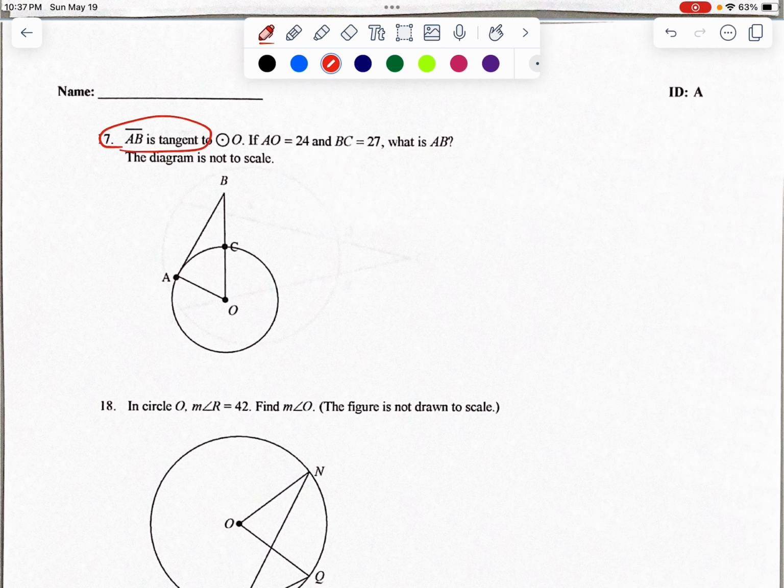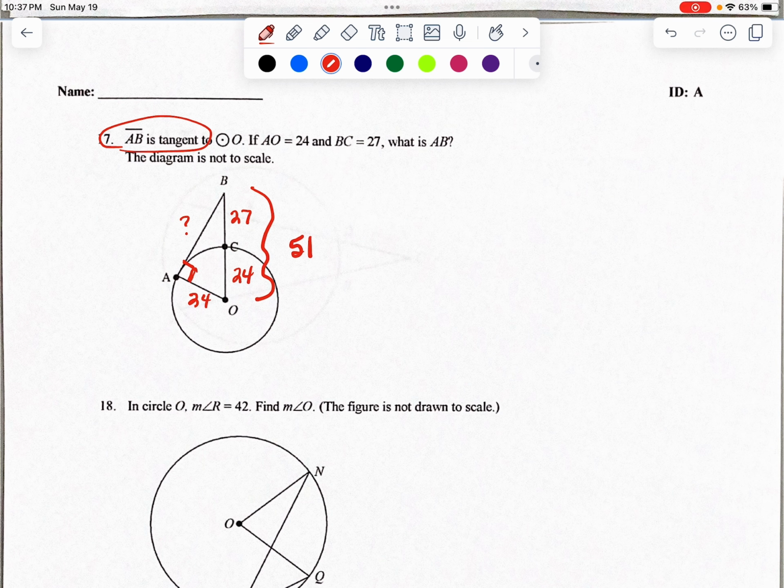Okay, so here we have another tangent going back to circles. Again, since it's tangent, we know that that's a right angle, which means that's a right triangle. It tells me that the distance from A to O is 24, which happens to be the radius of the circle. And then from B to C is 27. My job is to find the length from A to B. Now, I also know the length from C to O is 24 because it is also the radius of the circle. So that means the entire hypotenuse of that triangle is 51 whenever I add 27 and 24.